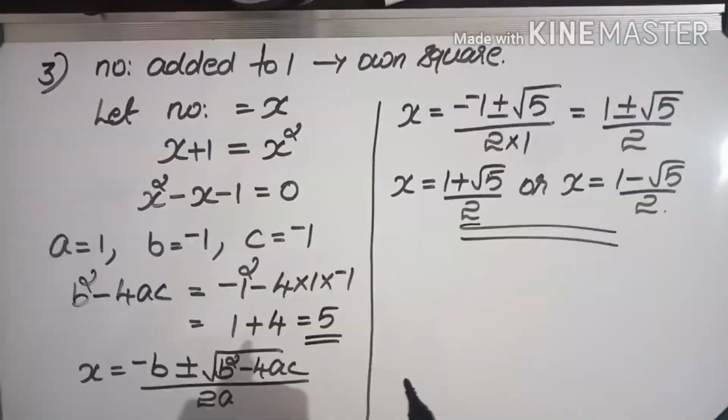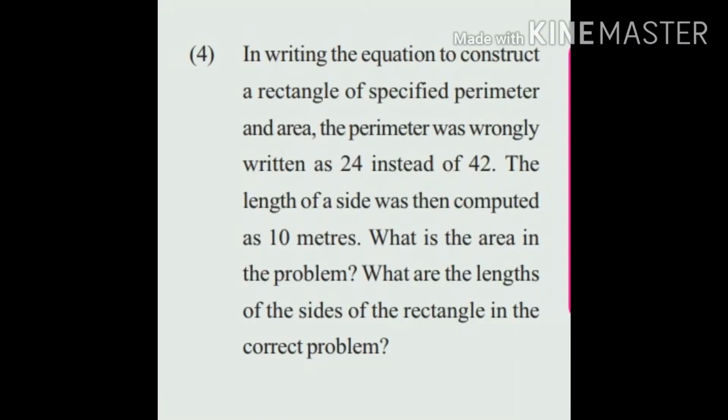Let's stop here. Next is question number 4. In writing the equation to construct a rectangle of specified perimeter and area, the perimeter was wrongly written as 24 instead of 42. The length of a side was then computed as 10 meters. What is the area in the problem? What are the lengths of the sides of the rectangle in the correct problem?